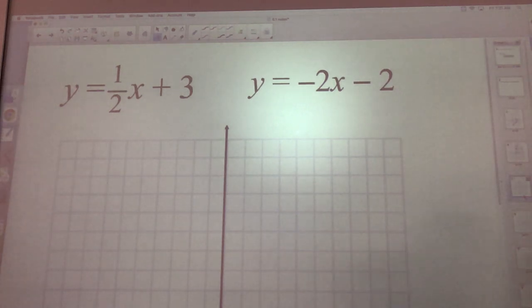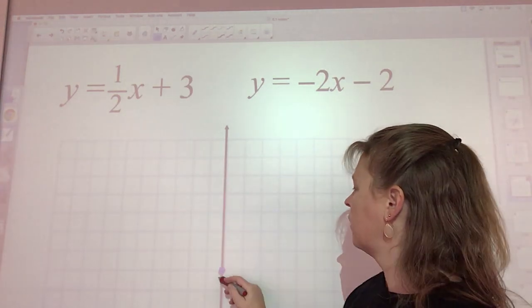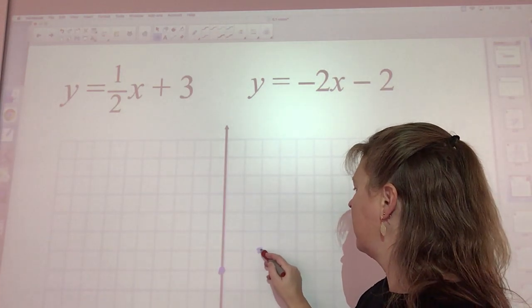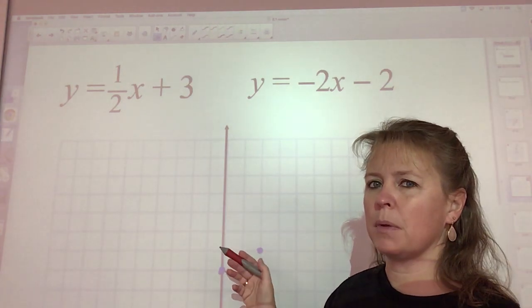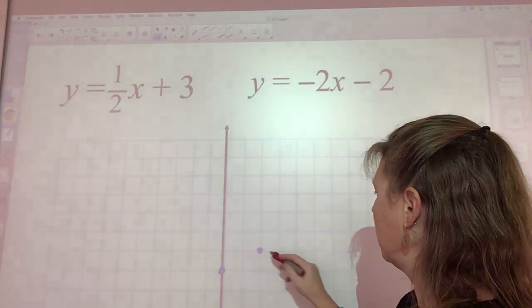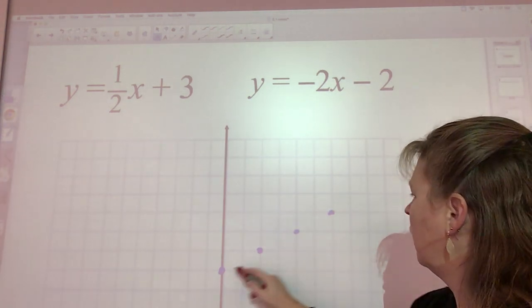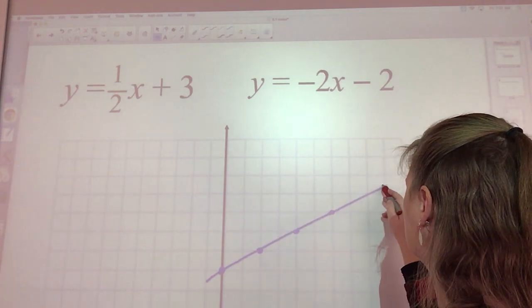Up 3. 1, 2, 3. Up 1 over 2. And I know I'm kind of cruising through these a little bit fast, but that's because we've been graphing for a long time. Pause it or rewind it or slow it down if you have to. Up 1 over 2. Up 1 over 2. I'm going to do enough to make a nice straight line again.